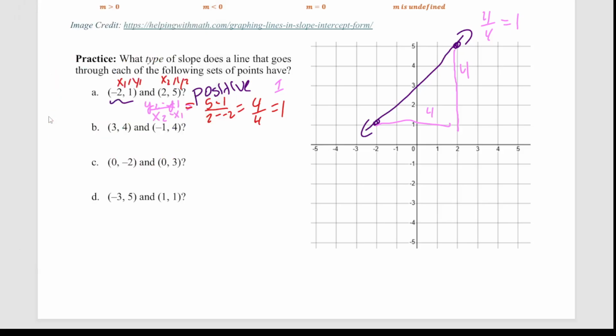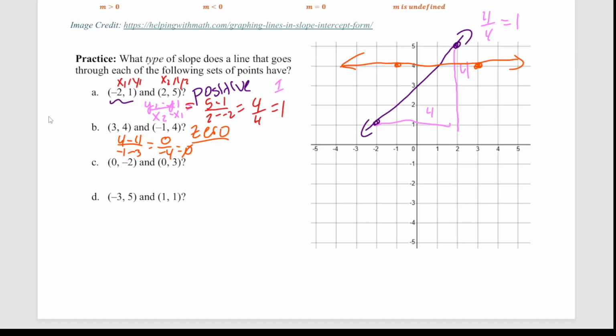For this next one, if we were to plot 3, 4 and then -1, 4 and connect these points, well, now that's a constant. A straight across line has a slope of 0. Again, if you were to also formally plug it in, then you would get change in y over change in x. You would get 0 over a number, which is just 0. Another way to confirm it.